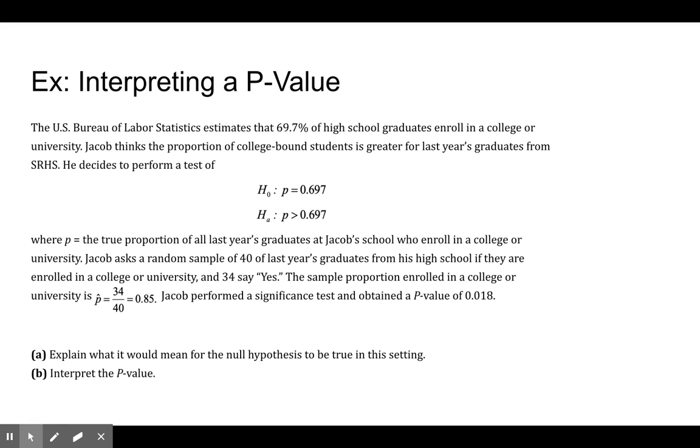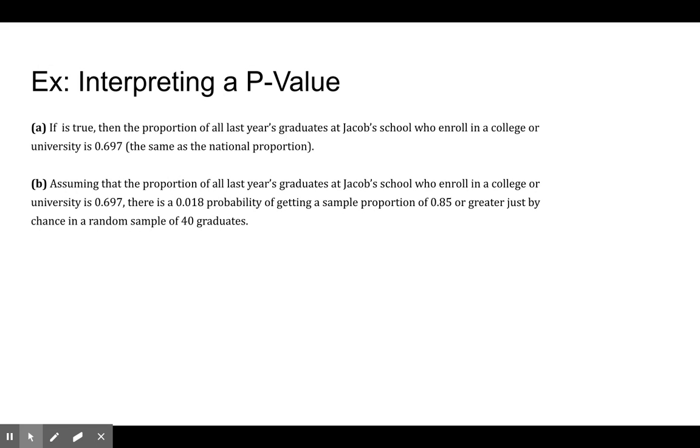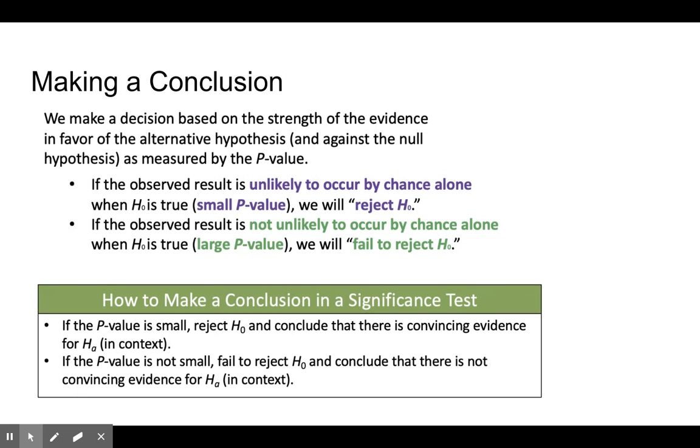All right, let's explain what it would mean for the null hypothesis to be true in this setting and interpret the p-value. For part A, if H naught is true, then the proportion of all last year's graduates at Jacob's school who enrolled in a college or university is 0.697. And for part B, assuming that the proportion of all last year's graduates at Jacob's school who enrolled in a college or university is 0.697, there is a 0.018 probability of getting a sample proportion of 0.85 or greater just by chance in a random sample of 40 graduates.